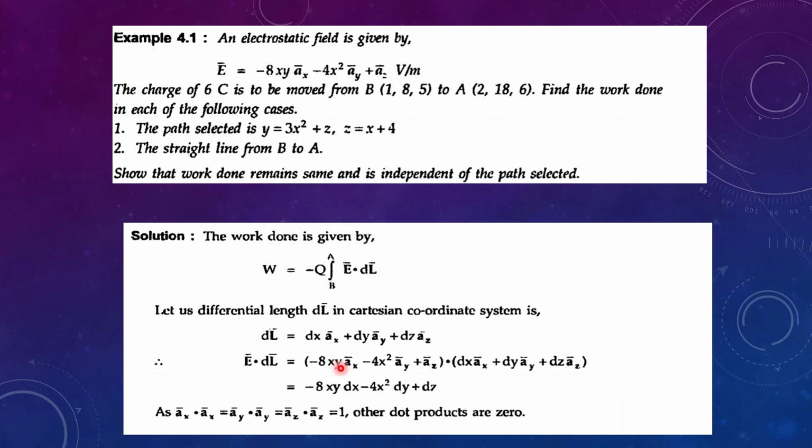So what is the dot product of E bar and dl bar? They have calculated the dot product so that we can use this equation directly. So (-8xy ax - 4x² ay + az) dot (dx ax + dy ay + dz az). So that comes out to be, ax and ax get multiplied, so -8xy dx - 4x² dy + dz. Because ax dot ax, ay dot ay and az dot az is only equal to 1.